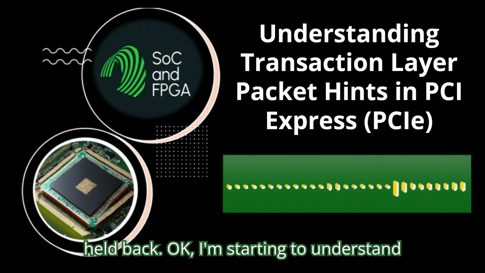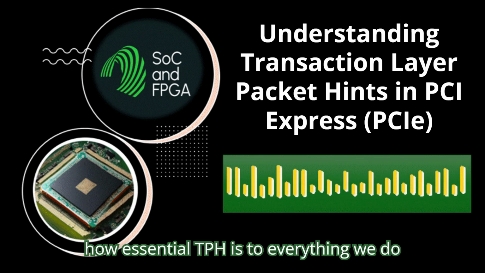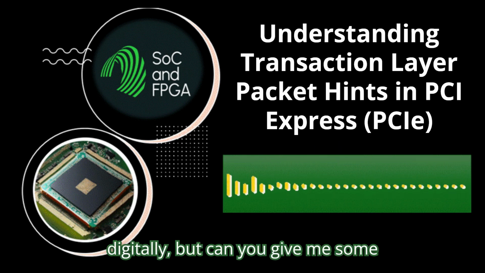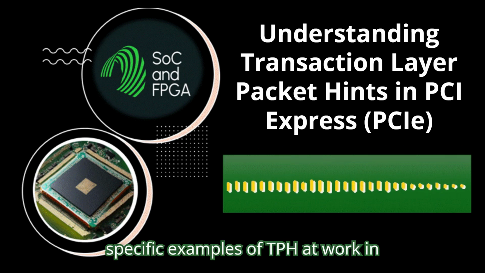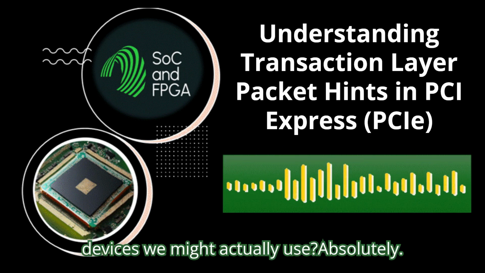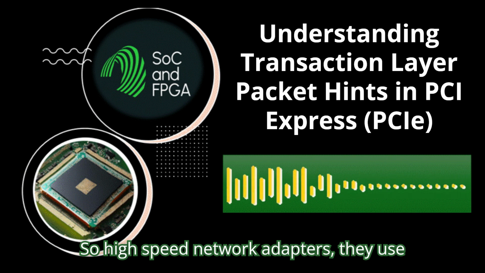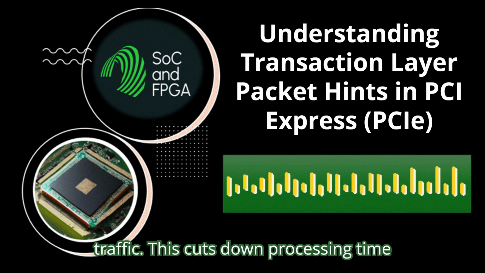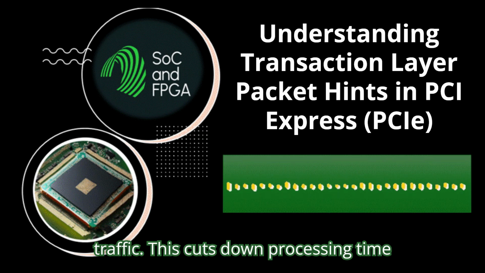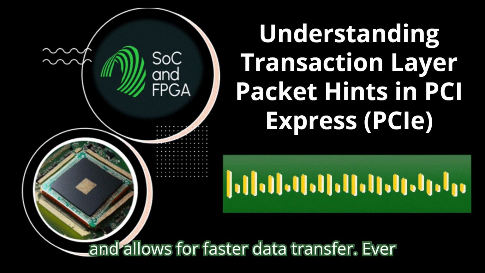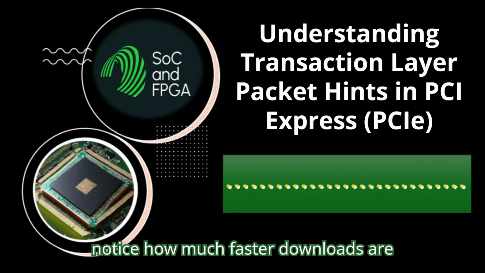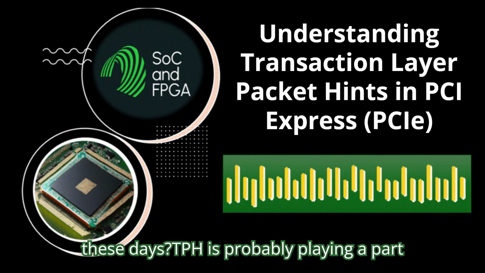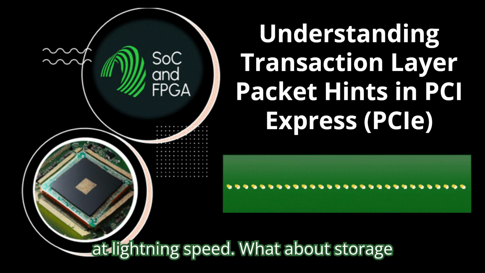Okay, I'm starting to understand how essential TPH is to everything we do digitally, but can you give me some specific examples of TPH at work in devices we might actually use? Absolutely. So high-speed network adapters use TPH to direct all that incoming network traffic. This cuts down processing time and allows for faster data transfer. Ever notice how much faster downloads are these days? TPH is probably playing a part in that. So that's why my files download at lightning speed.